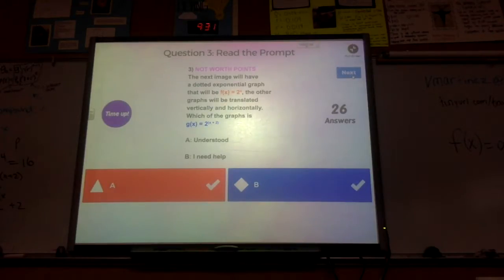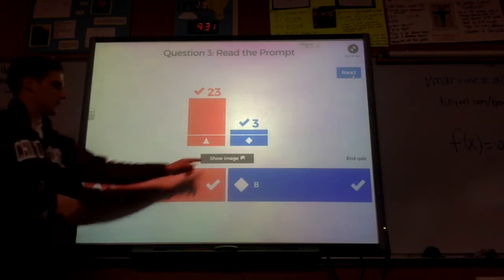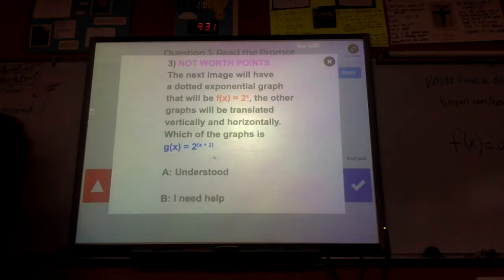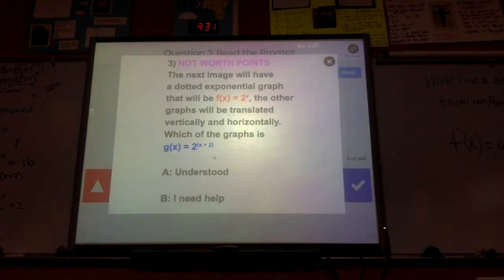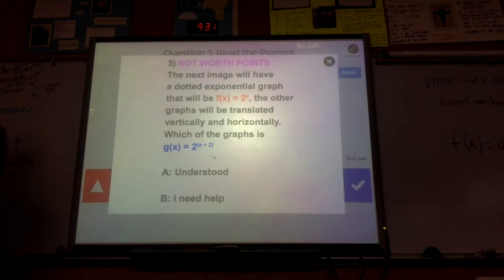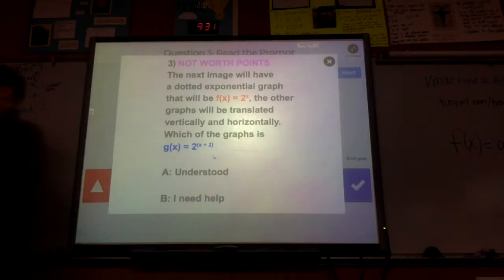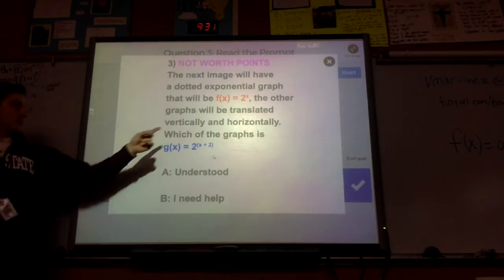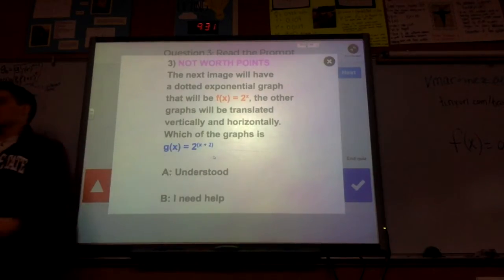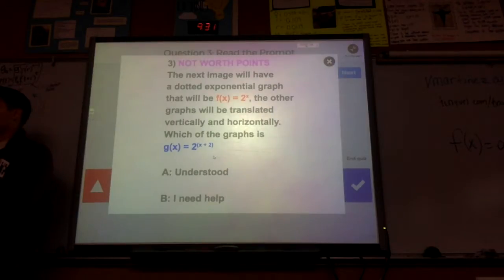This isn't worth points. So 3 of us didn't understand. Do we need help understanding the prompt? Yes? Well, one thing I didn't really understand was how, like, if it would move right or left. I still don't really get that. Okay. So, Luke, it's up here. Do you think this is horizontal? I'm assuming yes because you said left or right.